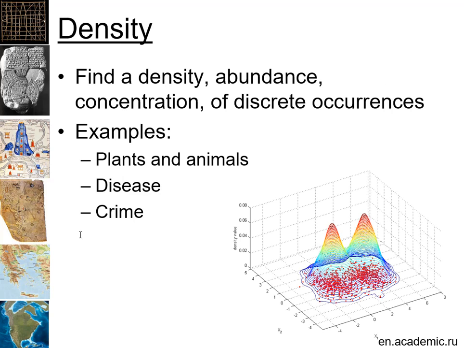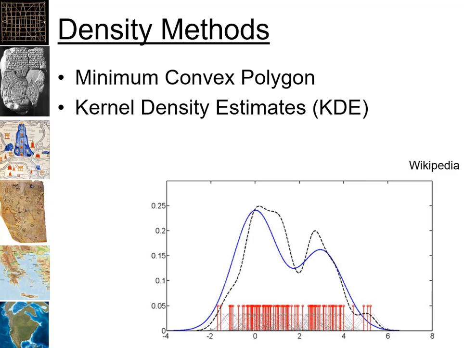So here's an example of density. You might have a density of points, and you could create a model that shows where there is certain densities. Now, this is not a correlation with anything. It's just looking at the density of the points in space. A couple different methods for that are minimum convex polygon, which is very popular in wildlife, very simple, provides good results, and kernel density estimates, or KDE, is another one.